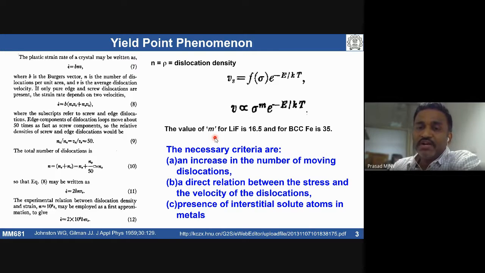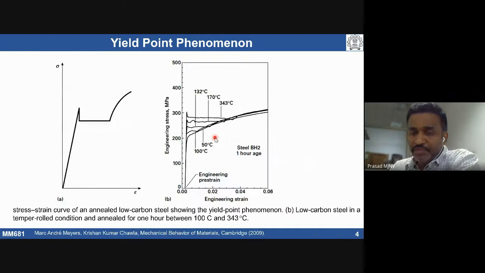Okay, any doubts here? Are there any doubts here? I think I stopped it at this slide. Okay, so we'll continue further on this aspect. So far, whatever we discussed is the yield point phenomena. If there are any doubts, please let me know.